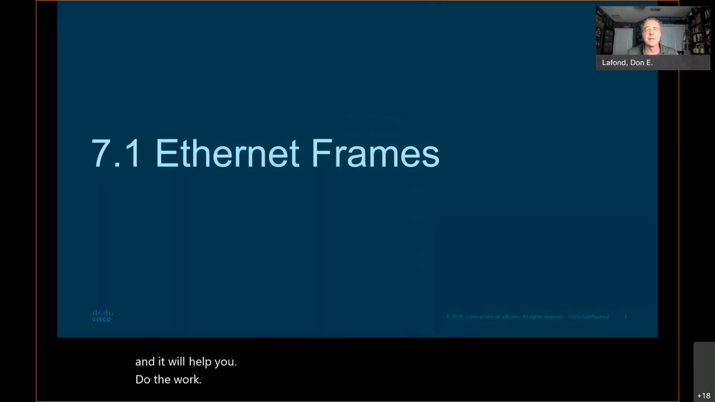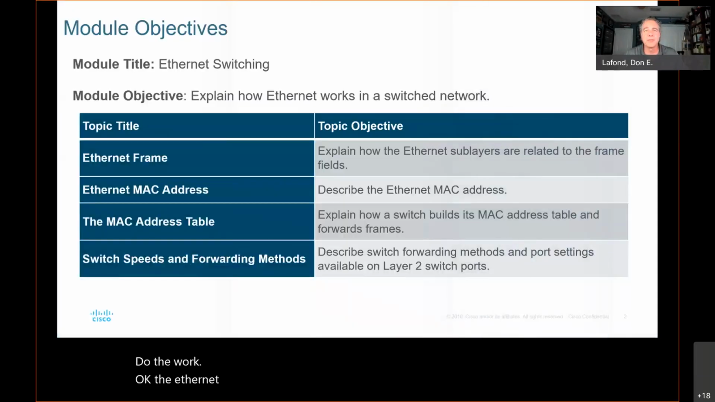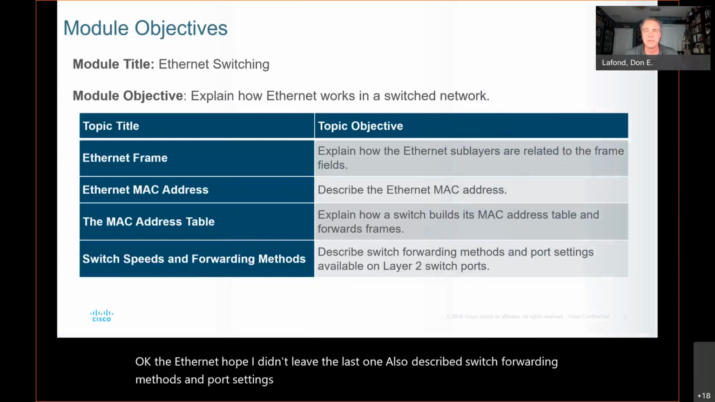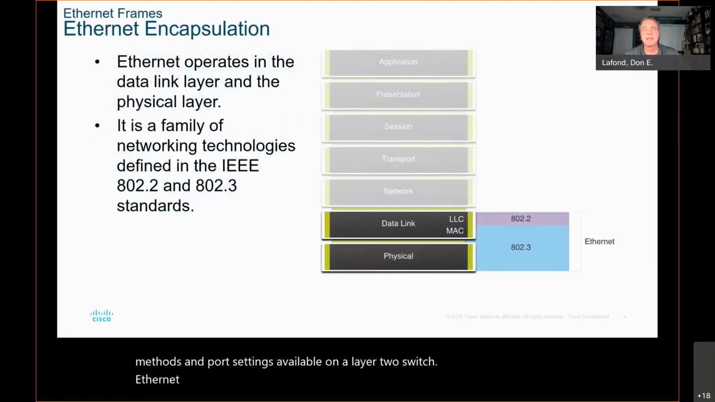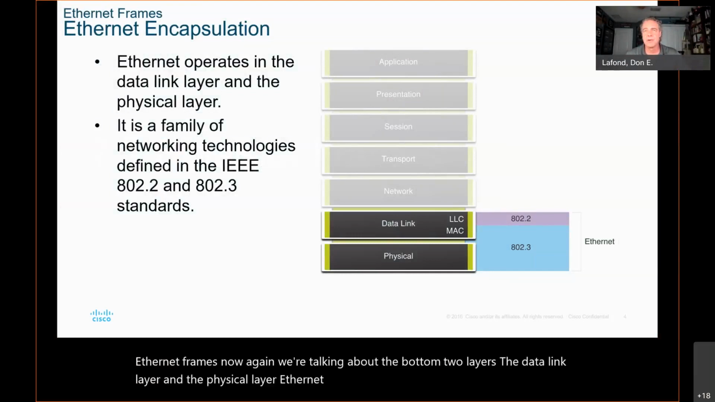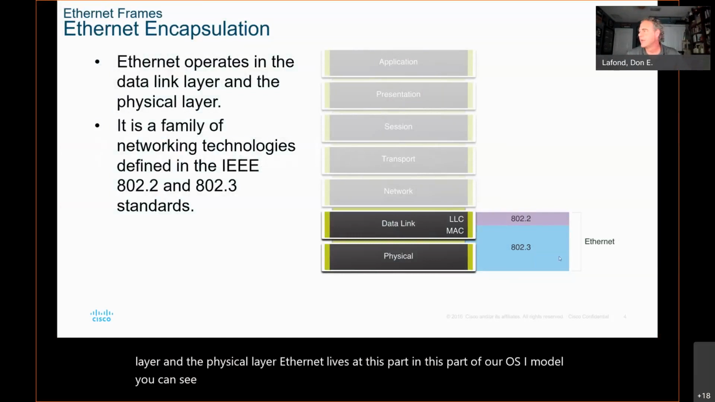Okay, the Ethernet. Oh, I didn't read the last one. I also described switch forwarding methods and port settings available on a layer 2 switch. Ethernet frames. Now, again, we're talking about the bottom two layers, the data link layer and the physical layer. Ethernet lives in this part of our OSI model. You can see the breakdown from 802.3 and 802.2, and we'll cover that in just a moment.